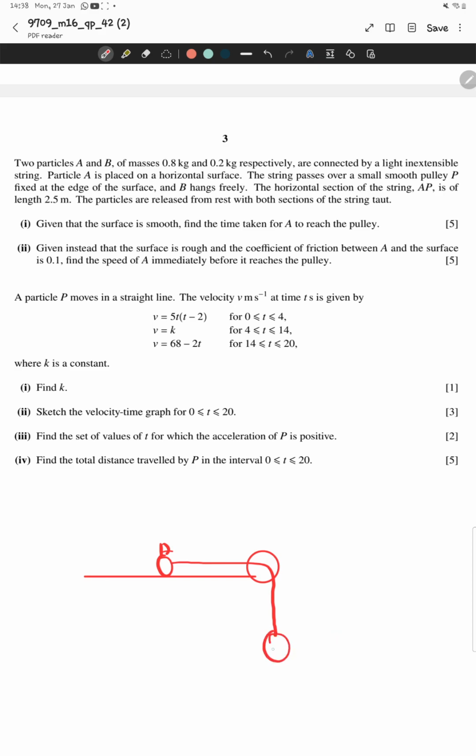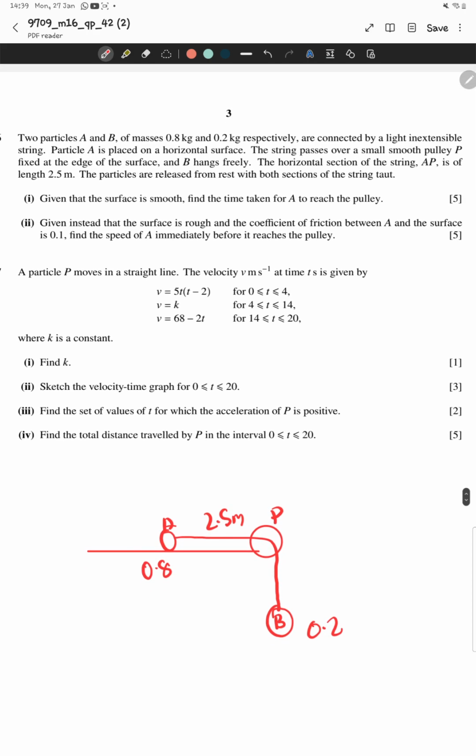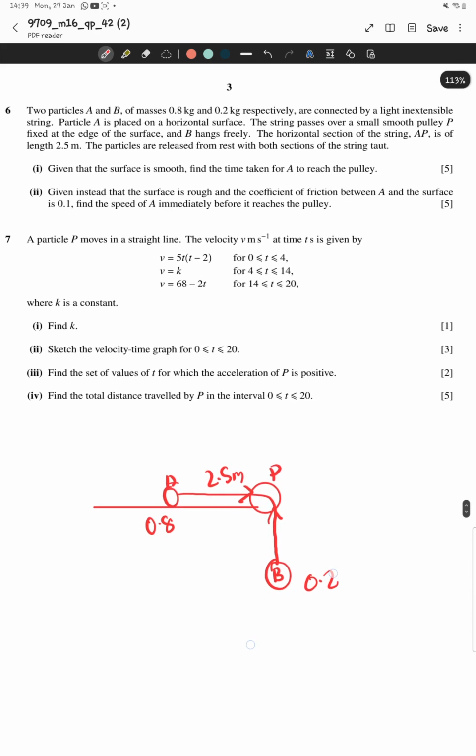Okay, so this is B. This is a pulley, and A to P is 2.5 meters. This is 0.8 kg, and this is 0.2 kg. The particles are released from rest with both sections of the string taut, so there's tension. Tension is this and this. Tension will always be away from the object. Given that the surface is smooth, find the time taken for A to reach the pulley.